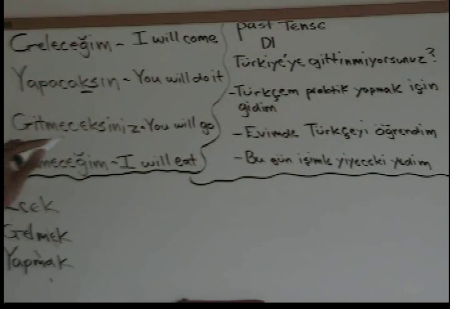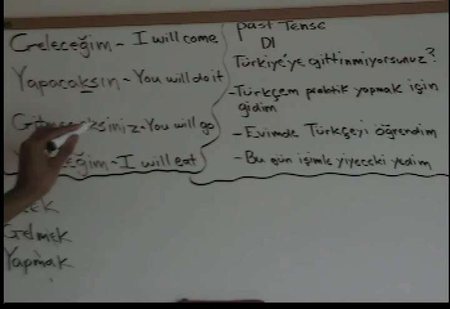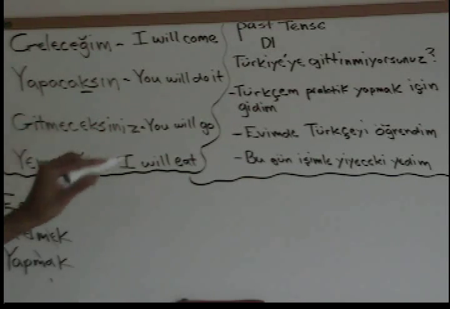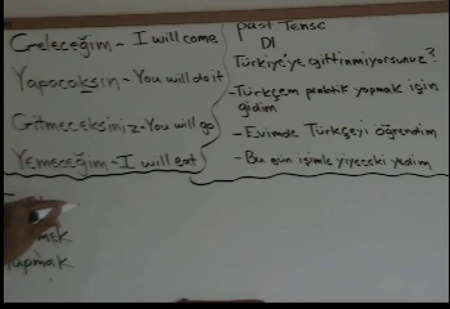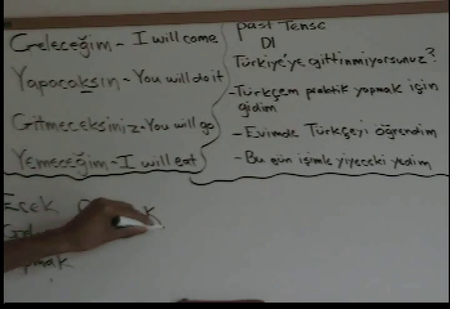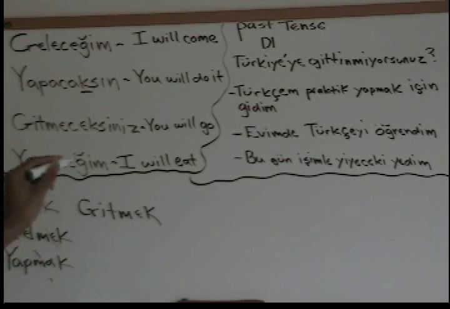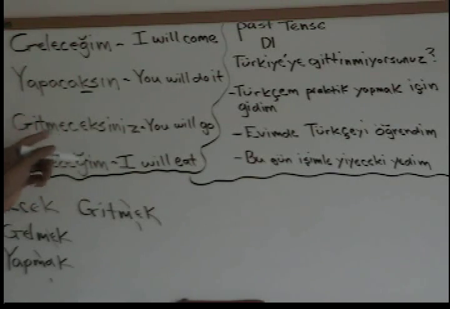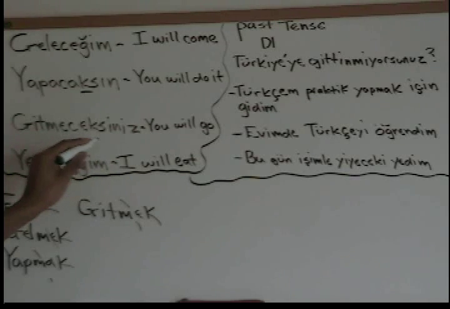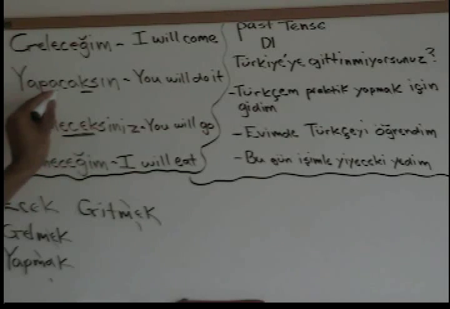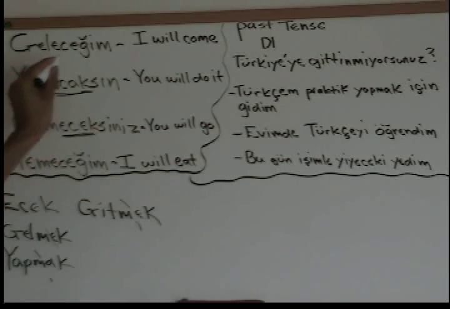Okay. You will go. Gideceksiniz. So from gitmek, to go, we drop off the -mek and add the -ecek. And here it's going to stay -ecek because of the E there. So gideceksiniz, you will go. Gidecek. So we have -ecek, we have -acak, and then we have -ece.